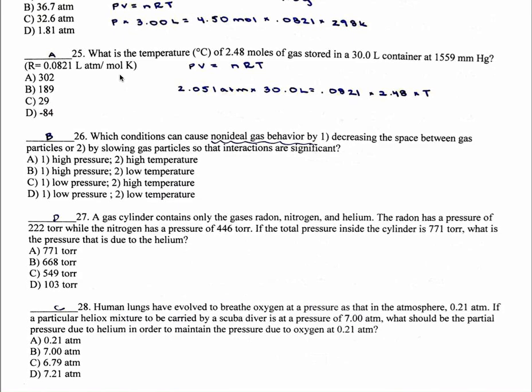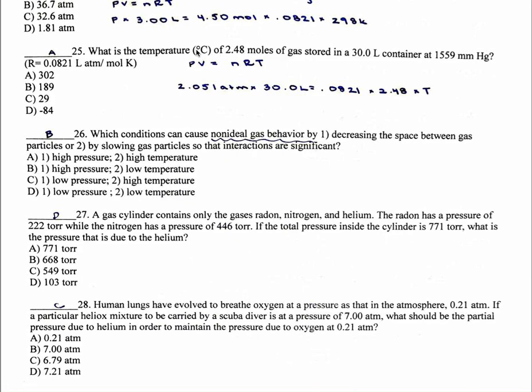25, again, is PV equals NRT. Notice I still give you this R value, but I give you this in millimeters of mercury. And so what you need to do is first convert from millimeters of mercury to atmospheres. I'm only going to give you this R value. Okay, so I converted and I got 2.051. Remember, you're not rounding. Don't do it based on fewest number sig figs. So I just wrote them out. You just keep it in your calculator, to be honest. Okay, times the 30 liters equals, okay, and I solve for T.